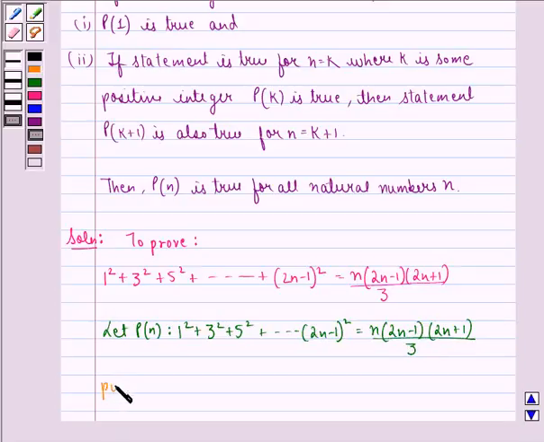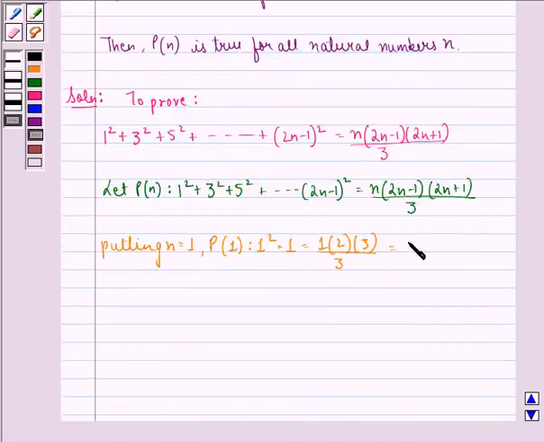Now putting n equal to 1, P at 1 becomes 1 square, that is 1, that is equal to 1 into 2 into 3 upon 3. This is equal to 1 into (1 plus 1) into (1 plus 2) divided by 3, and this is also equal to 1. So this is true.